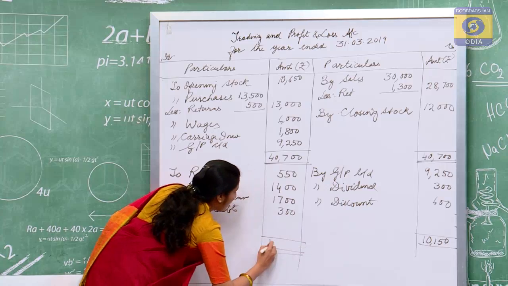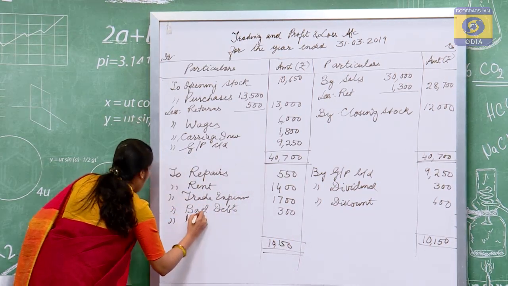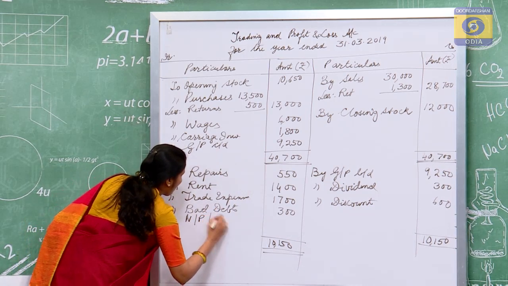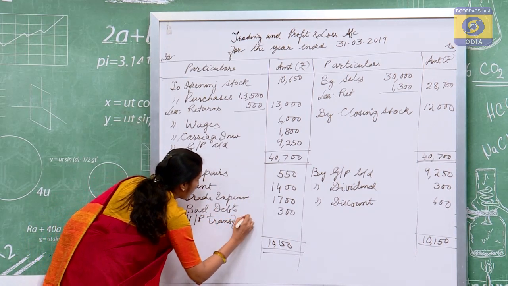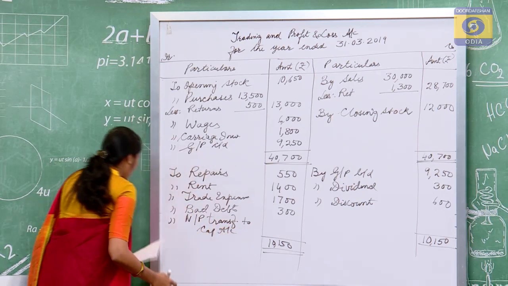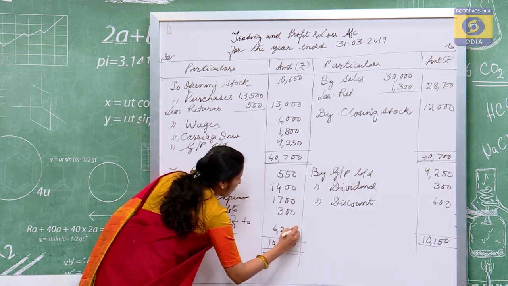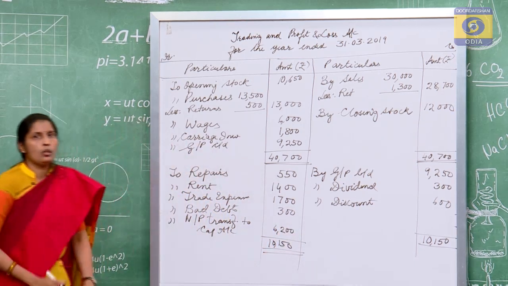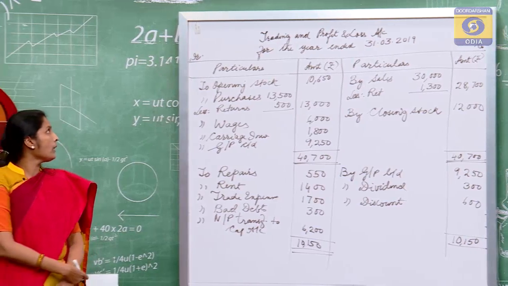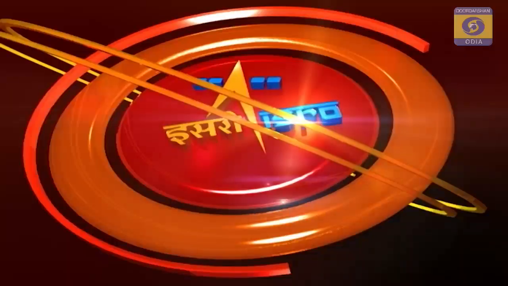So we have a net profit, that is the net profit is transferred to capital account. So it is transferred to capital account, and net profit you will get is 6,200. So I hope this is clear, the trading and profit and loss account, and next we will take a look at the balance sheet.